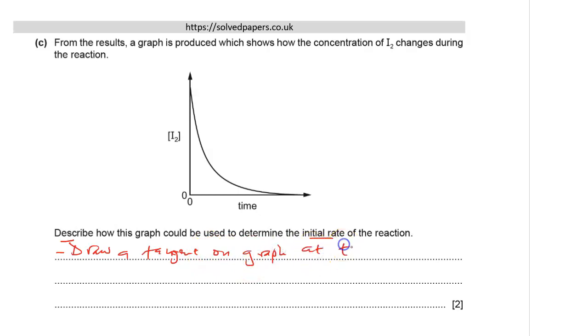At t equals 0 seconds. Of course, then calculate the gradient of the tangent. That will give you the initial rate. The tangent will be drawn touching the graph at this point, at t equals 0. I draw it correctly, touching the graph at that point 0.